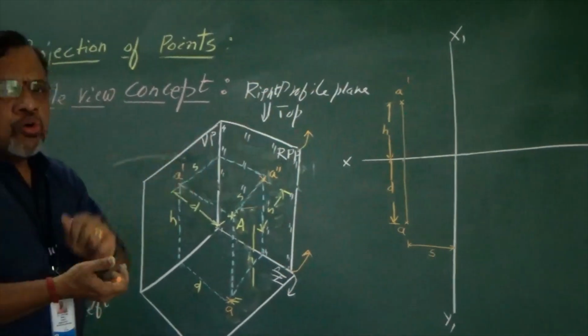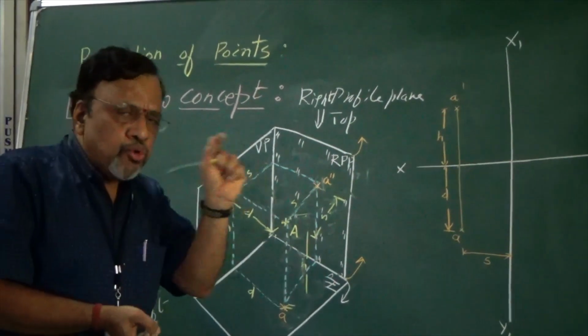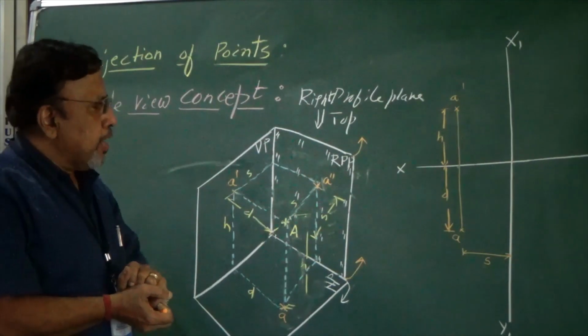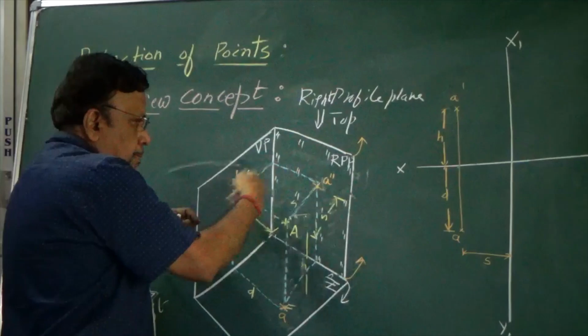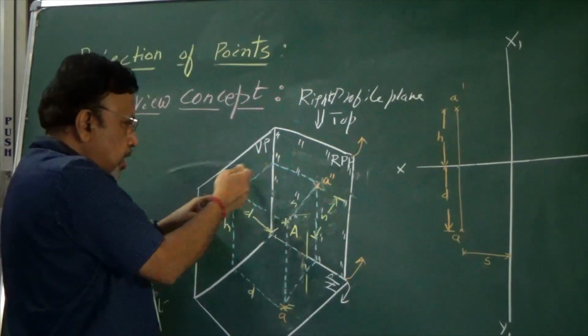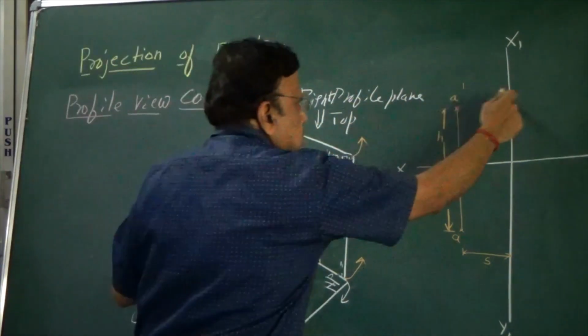Now where do you get your A double dash? Because anyway I need to mark the side view point. So where do you get the side view point? Now as you can see, these planes are perpendicular. Anyway we have this projector. I can draw this projector up to this.